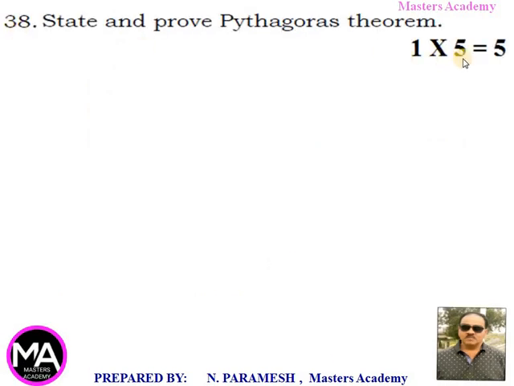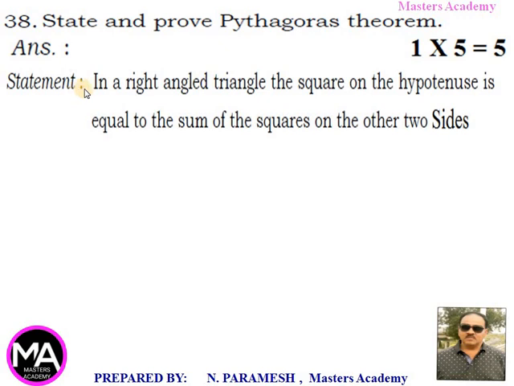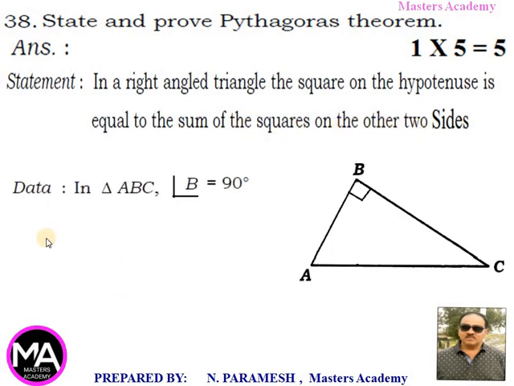28th question, that is 5 mark. State and prove Pythagoras theorem. Answer. Statement: in a right angle triangle, the square of the hypotenuse is equal to sum of the squares on the other two sides. Data: in triangle ABC, angle B is equal to 90 degree. AC square is equal to AB square plus BC square.